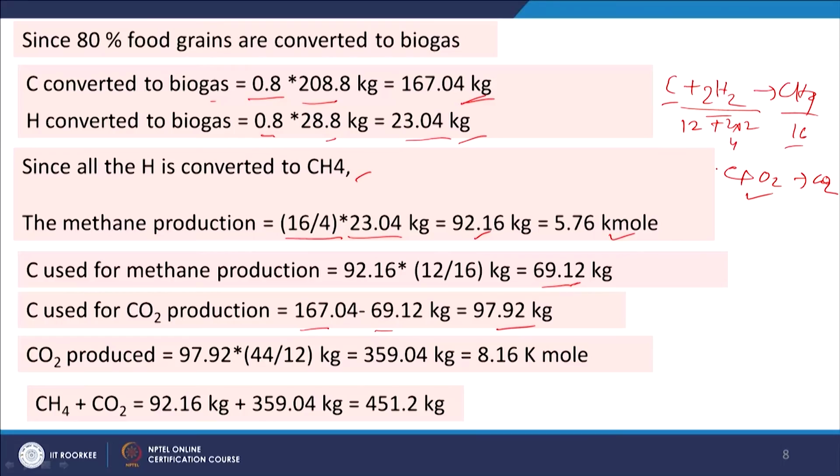CO2 produced will be from this much carbon. 44 and this is 12. So, 44 divided by 12 into 97.92. So, it is giving 359.04 kg, that is equal to 8.16 kilomole. So, CH4 plus CO2 equal to how much now? Now, we are getting 92.16 kg, this is methane produced, plus CO2 produced, 359.04 kg. So, total 451.2 kg of biogas is produced.